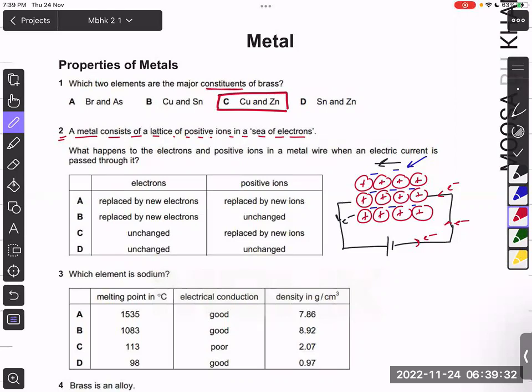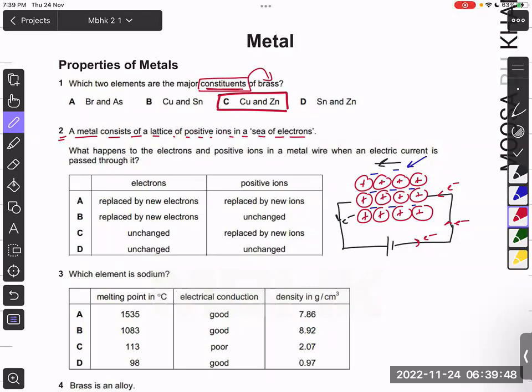Constituents. Yeah, what does that mean? Constituents means those things that make a brass. What combination of metals are included to make a brass? Okay, so what about question two?